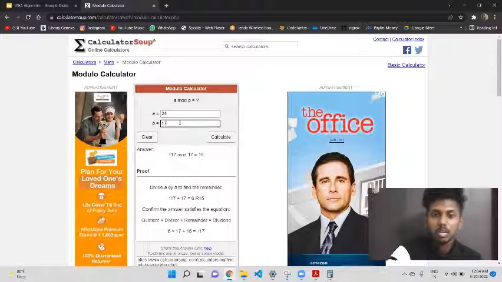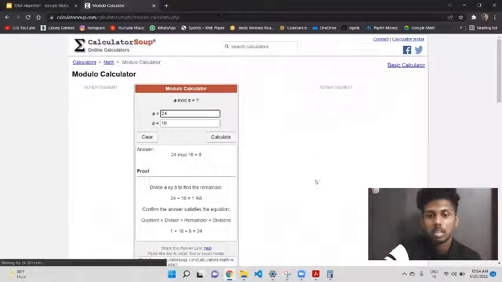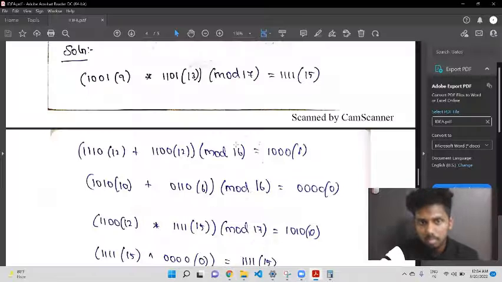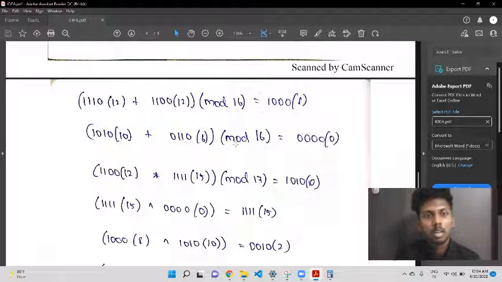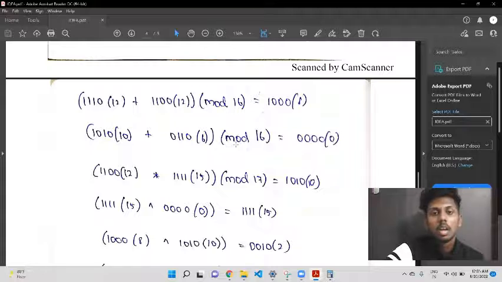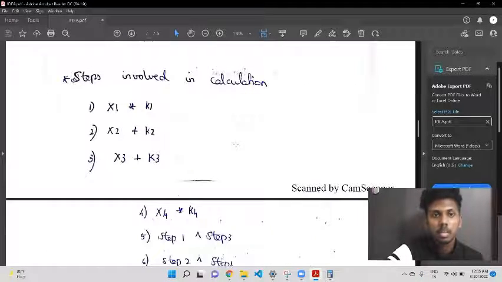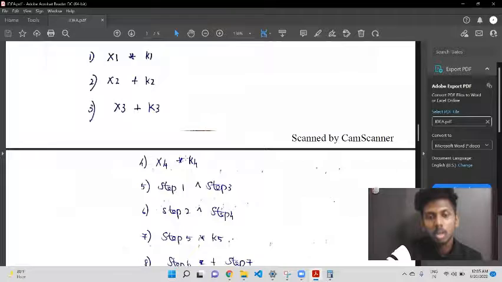We'll check once: 24 mod 16, yes, 8 we got. Same for 1010, that is 10, plus 0110, which is 6; mod of these two, that is 16 mod 16, is 0. These steps came from these 14 steps. Step 1 is x1 into k1, x2 plus k2, and so on.